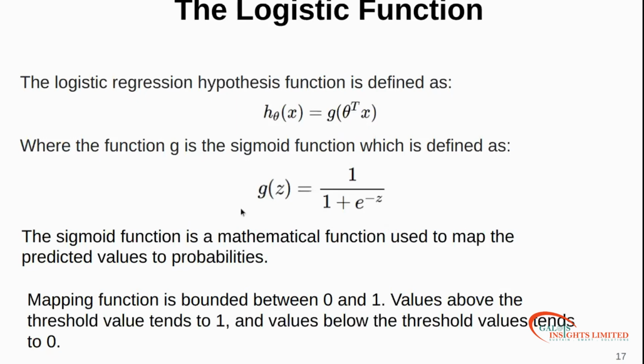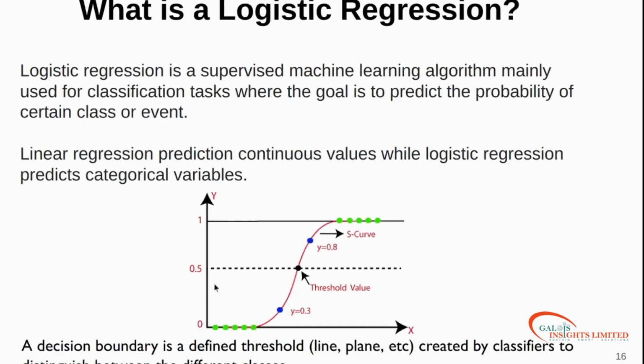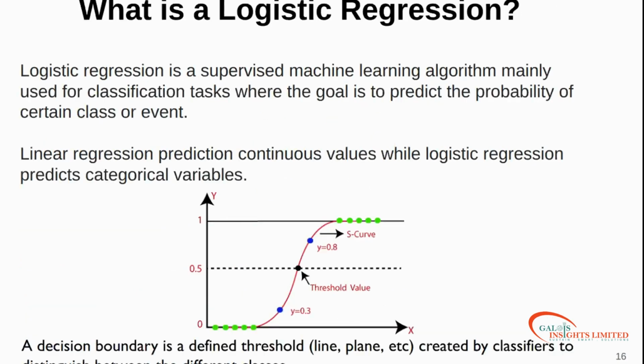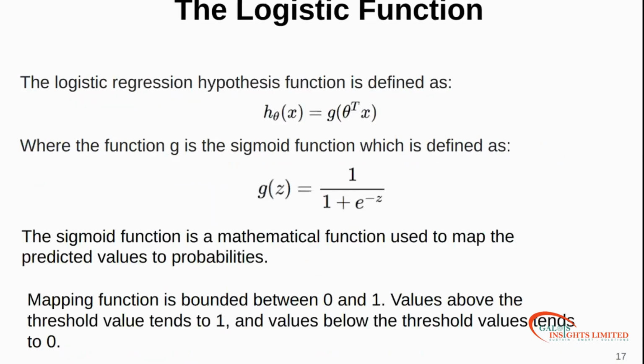The sigmoid function is a mathematical function, and that's what we use to map the predicted values to probabilities. So you have particular values in the data set, and it is able to distinguish the data points in terms of probability distribution. This whole process is done by what we call the sigmoid function. This mapping function is bounded between 0 and 1. As I said earlier, values above the threshold value tend to 1, and values below the threshold value tend to 0.